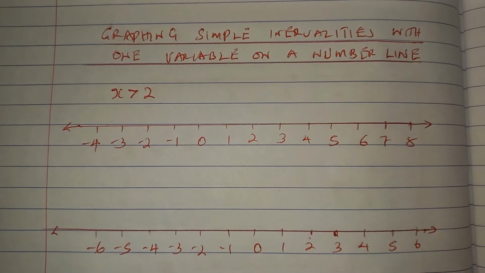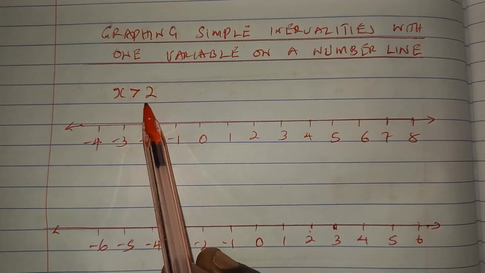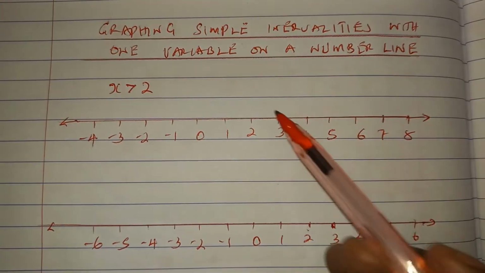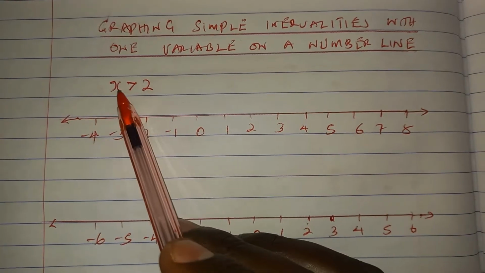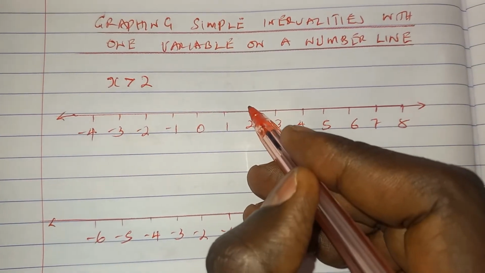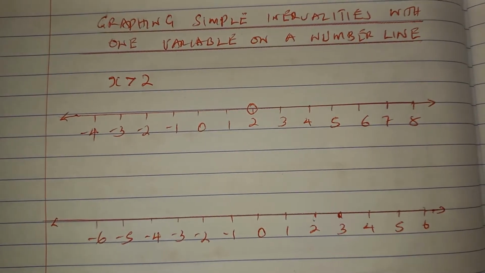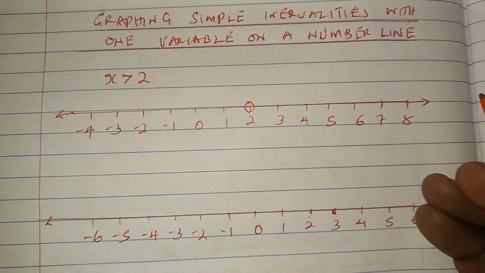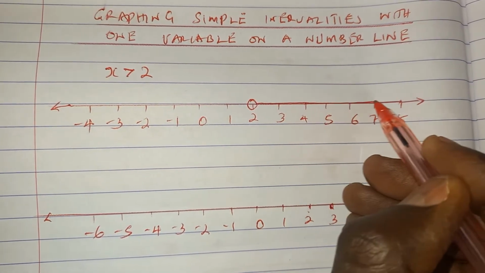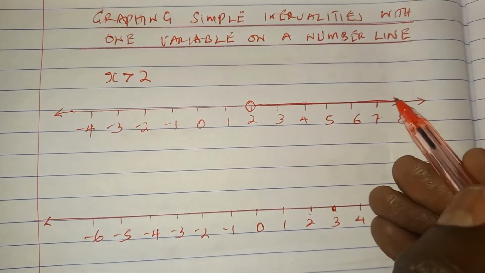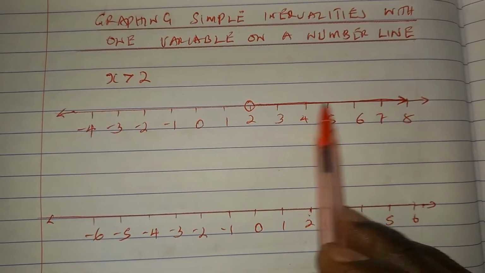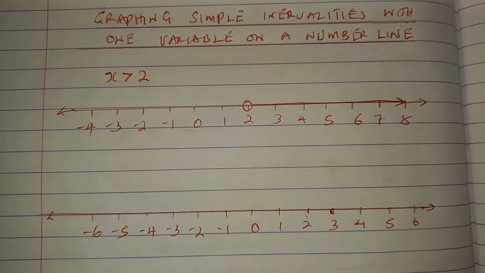First, you need to locate where the number 2 is on the number line. Then, because values of X are greater than 2, you draw an open circle at 2. Then shade all points to the right of 2. And you may put an arrow there to indicate that the shading continues.